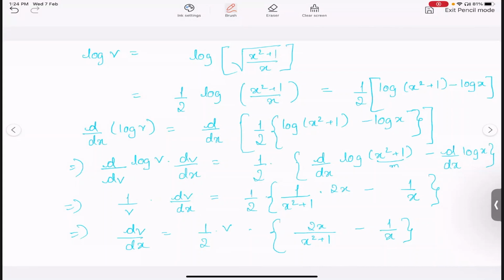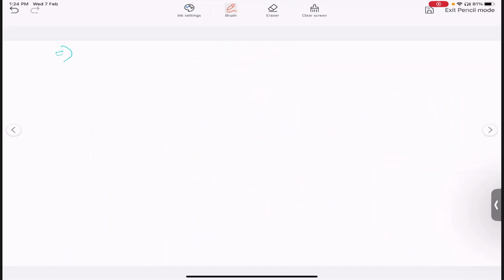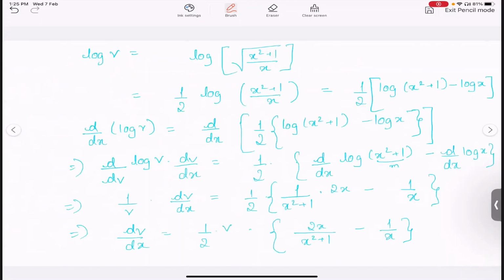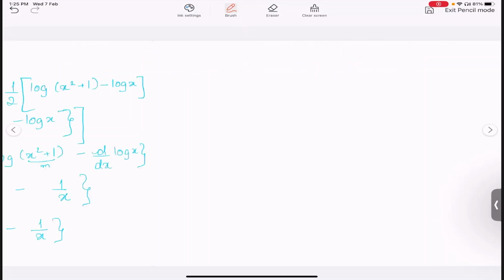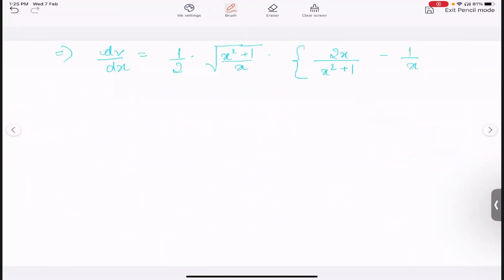And again, we have to write down the value of v. So we'll have the value. So this gives dv by dx is equal to half times x square plus 1 by x times 2x by x square plus 1 minus 1 by x. I think it's minus, yeah. So this is the thing.